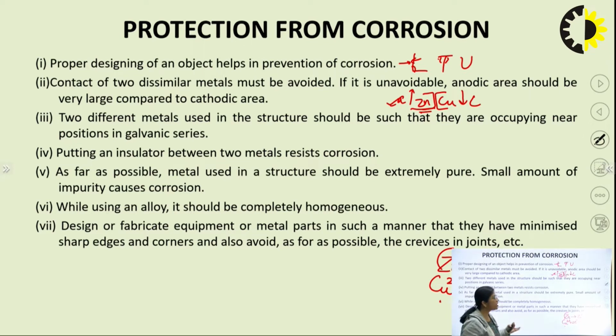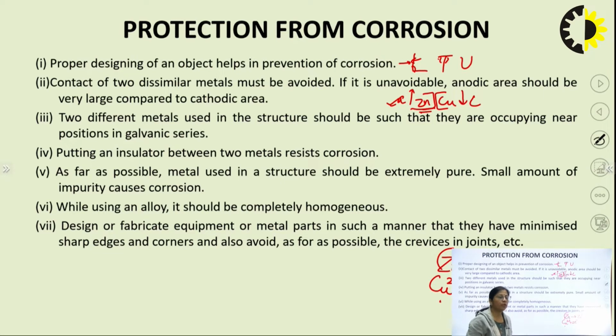The third method is that the two different metals used in a structure should be such that they occupy nearby positions in the galvanic series. The two dissimilar metals that we are going to use ought not to differ much in the galvanic series, so that the formation of anode and cathode can be avoided.